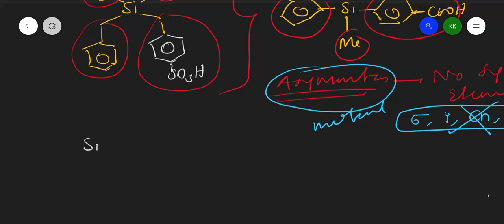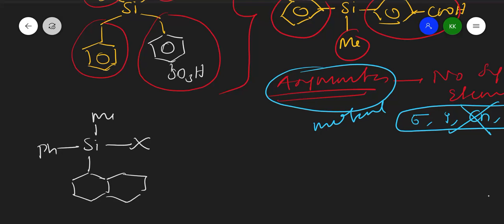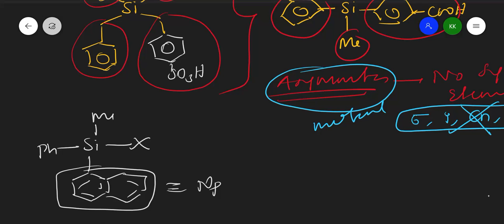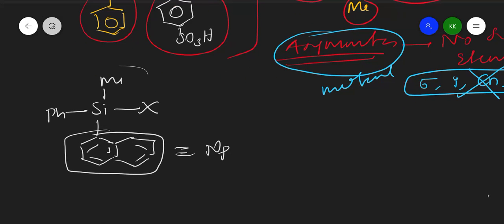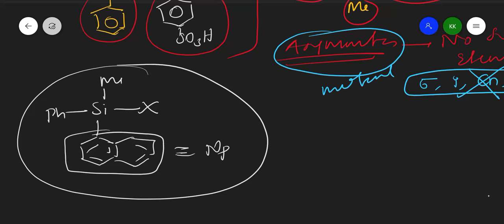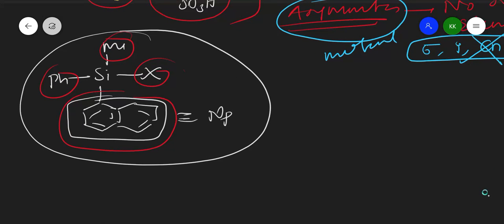We have silicon attached to methyl, phenyl, here we have a halogen, chlorine, bromine or iodine, generally written as X, and here we have naphthalene. We call it naphthyl. Sometimes they will write the structure like this, otherwise they will directly write NP. You should understand it is naphthyl. This compound is also optically active as it is attached to four different atoms: 1, 2, 3 and 4. All atoms are different, so it is an optically active, asymmetric molecule.